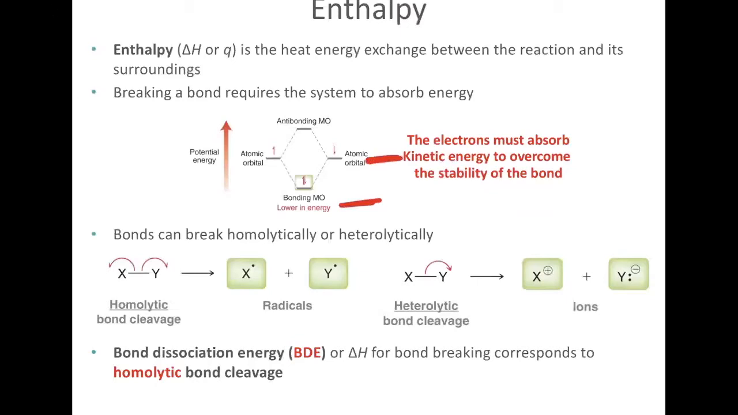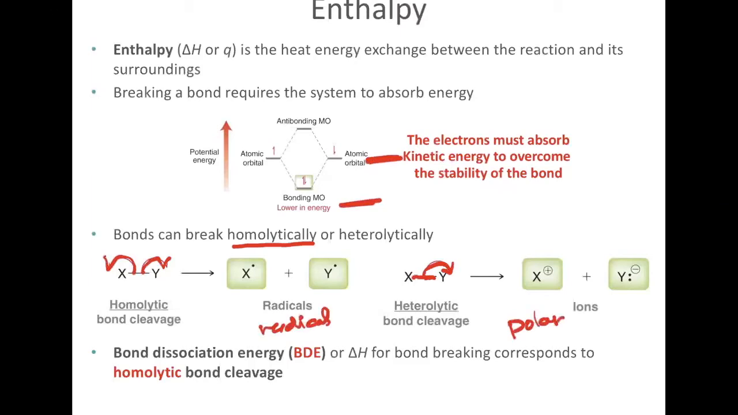So bonds can be broken in two ways. They can be broken homolytically, which means that we have one electron that goes in each direction. We have not learned this type of reaction yet. That is called a radical reaction. Over on the right, the heterolytic bond cleavage is the one that we're familiar with, where both electrons in the bond go in one direction. That's called a polar reaction. So this is polar and this is radical.